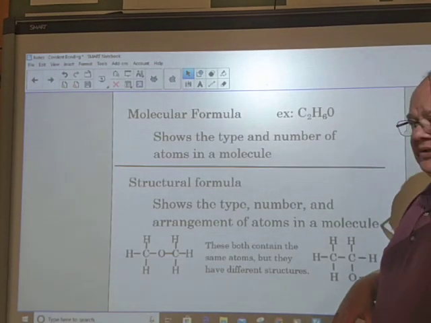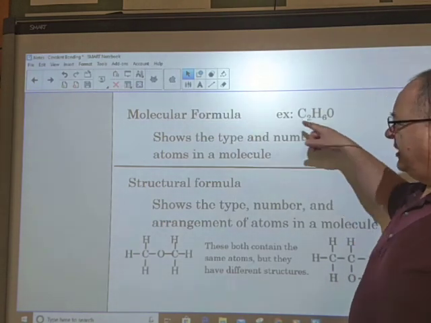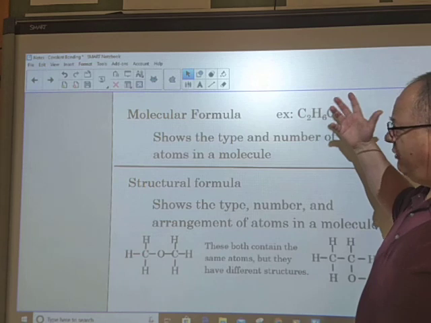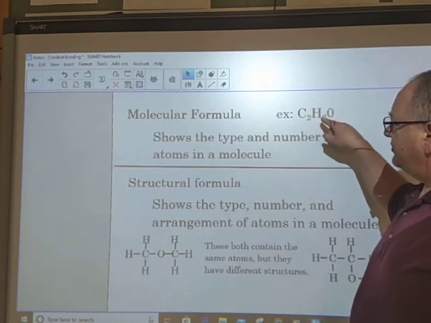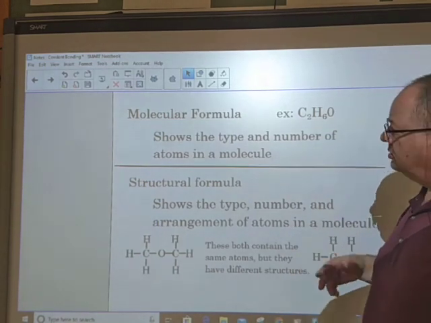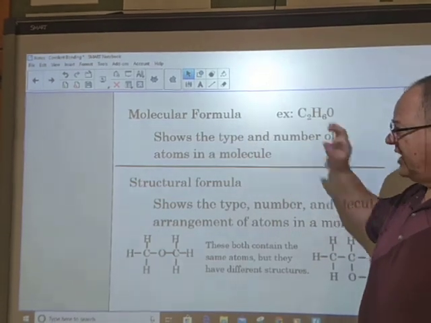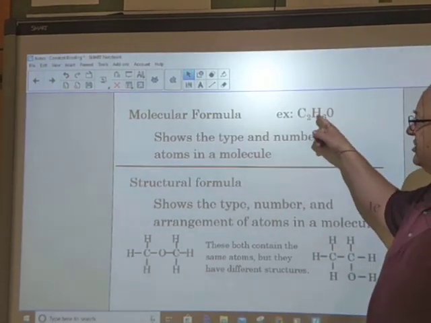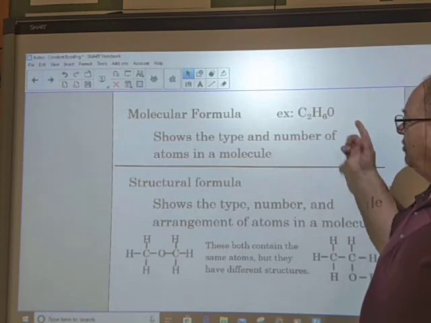So a couple of formula types to look at. We have molecular formulas. We have a symbol for the elements, and we have subscripts after the symbol indicating the number of atoms. So it shows us the type of atom and the number of atoms in a molecule. That's what's in a molecular formula. So C2H6O means there's two carbons, 6 hydrogens, 1 oxygen.